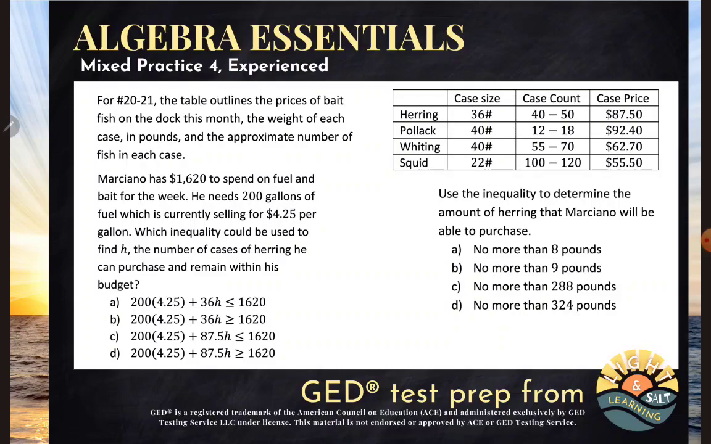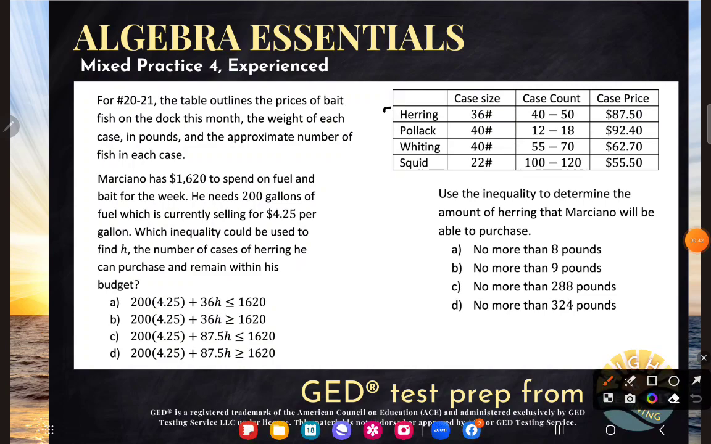So for numbers 20 through 21, the table outlines the prices of bait fish on the dock this month, the weight of each case in pounds, and the approximate number of fish in each case. And indeed, we see that here in this table on the right-hand side. We see some names of some bait fish, the case size, and that little hash mark, because you're used to calling it the pound sign or the hashtag sign. That means the same as pounds.